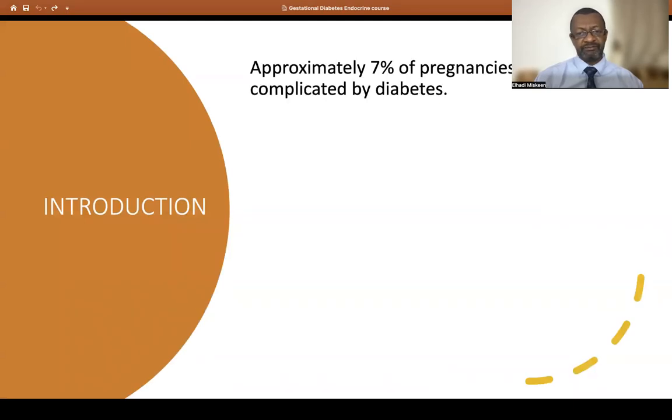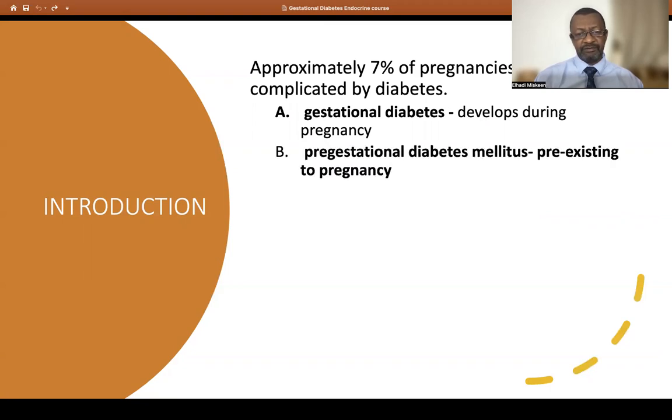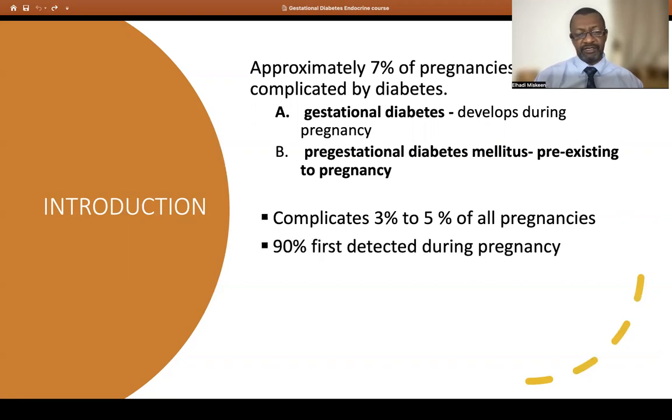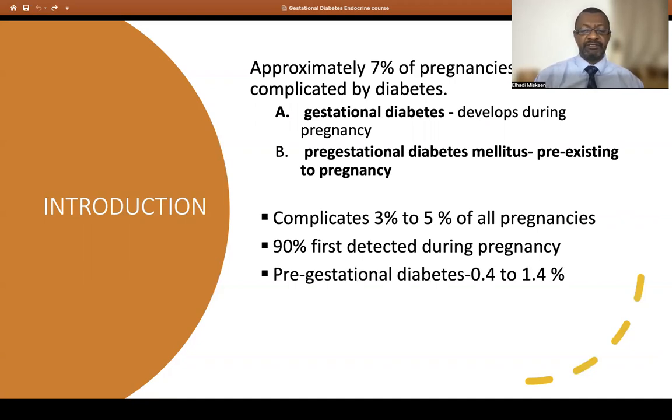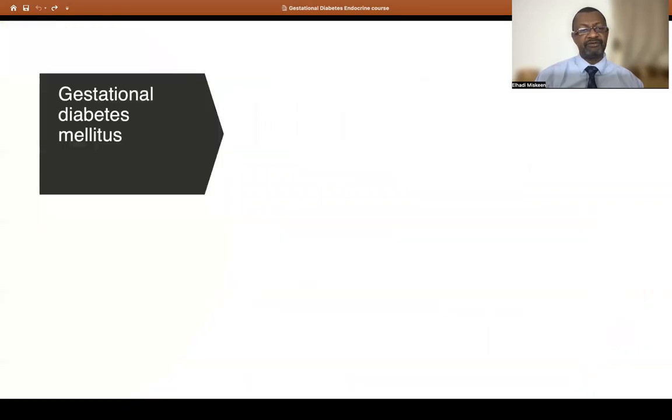Approximately 7% of pregnancies are complicated by diabetes, and these are either gestational diabetes, which develops during pregnancy, or pre-gestational diabetes mellitus, which is pre-existing to pregnancy. It complicates 3 to 5% of all pregnancies in general, and 90% of these are first detected during pregnancy. Pre-gestational diabetes occurs in up to 1.4% of all pregnancies, while gestational diabetes represents 2.5 to 5%.